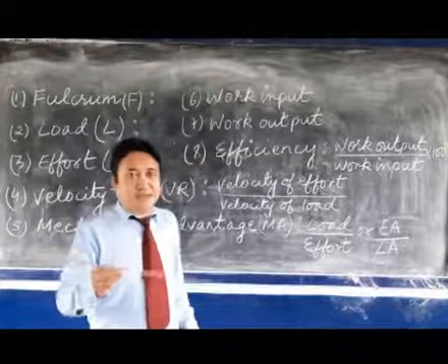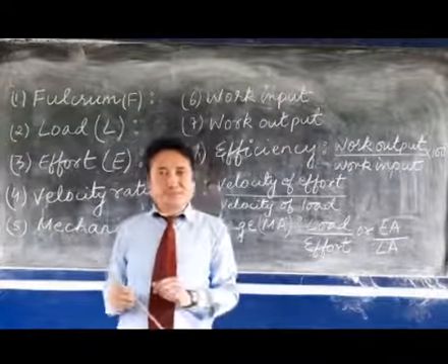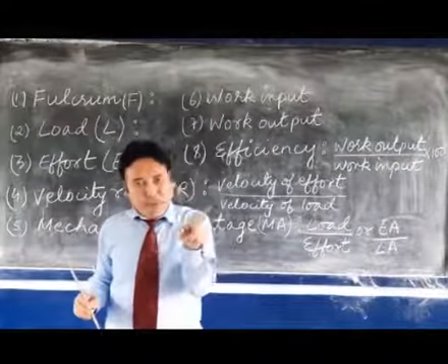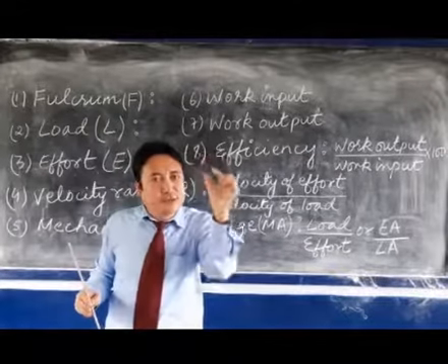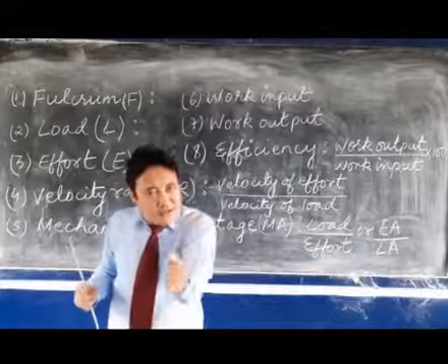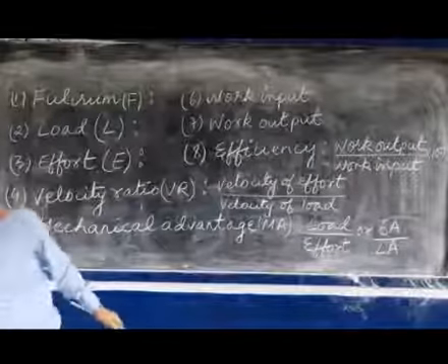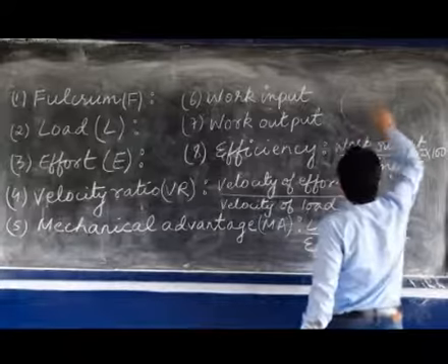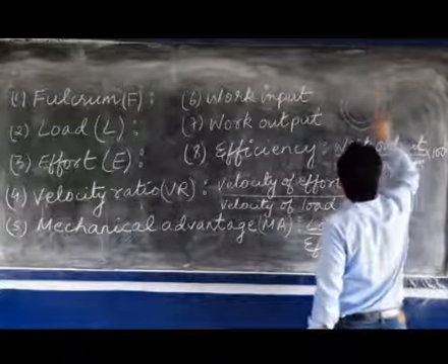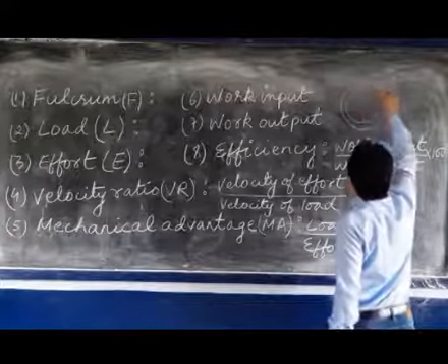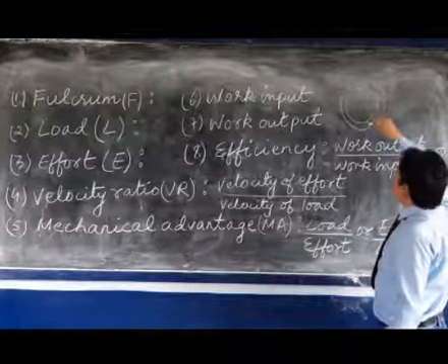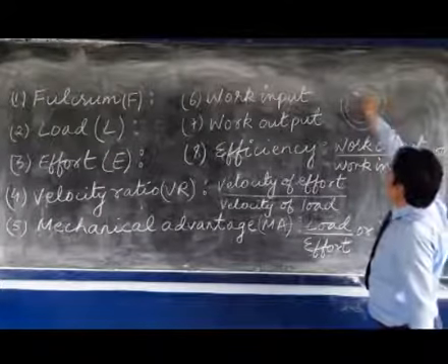I'll give you one example. Let us consider a pulley. A pulley is a circular wheel, and around the wheel there is a groove ring. Around this groove ring there is a rope or a string wound around it.